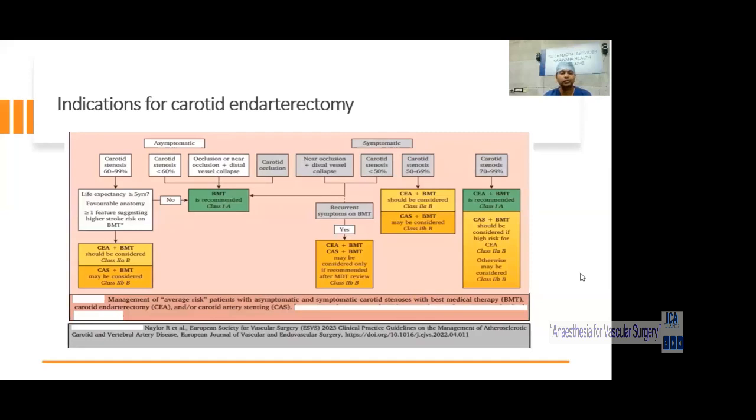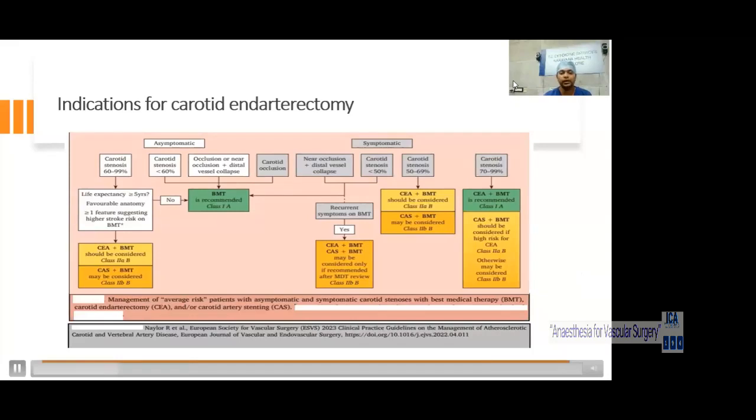stenting may be considered. And if you look at the left side of the chart, for asymptomatic patients with carotid stenosis with 60 to 99% block, if the life expectancy is more than 5 years with favorable anatomy and more than one feature suggesting a higher stroke risk on the best medical treatment, carotid endarterectomy should be considered and carotid artery stenting may be considered. So these are the recent guidelines, from the European Society for Vascular Surgery 2023 guidelines.